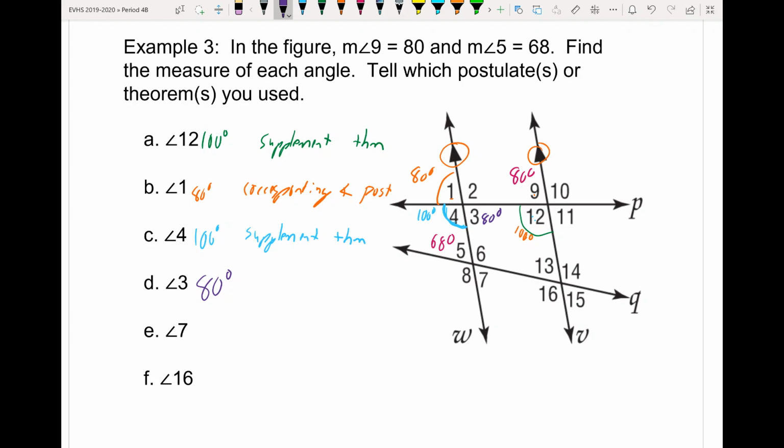Let's actually use one from this unit, though, from today's lesson. Let's start at angle 9. Angles 9 and 3 are alternate interior angles, so it's the alternate interior angle theorem.